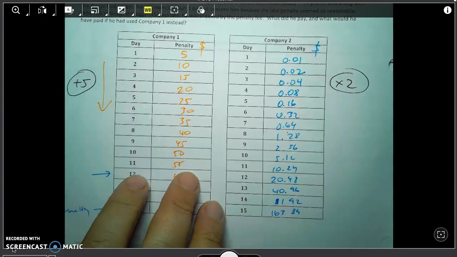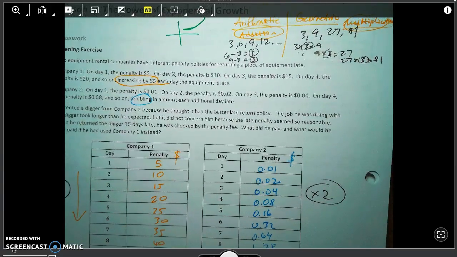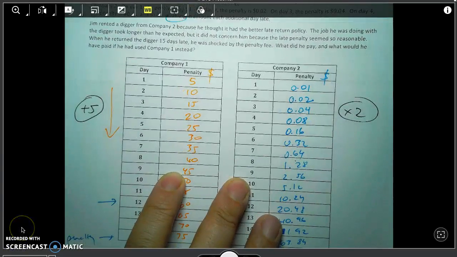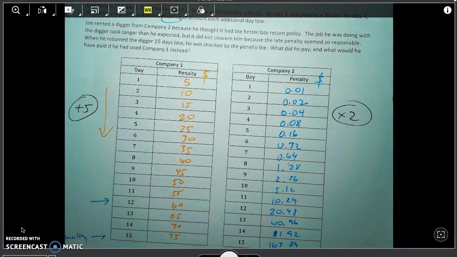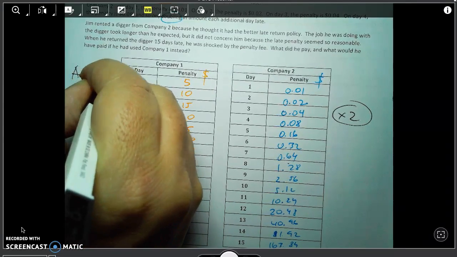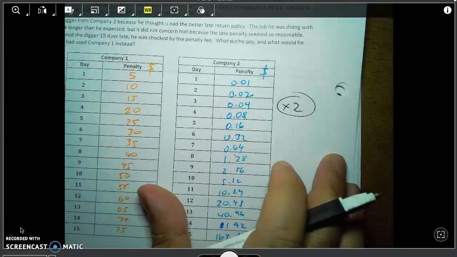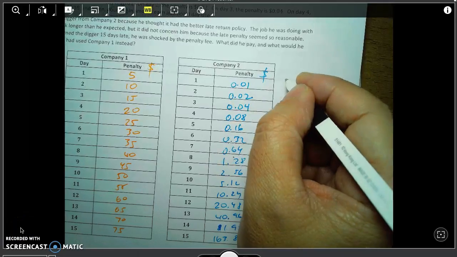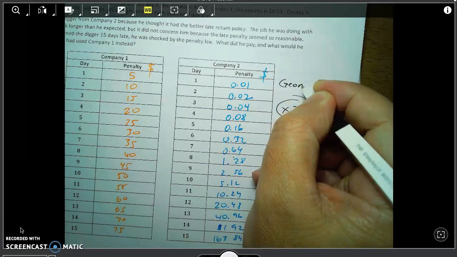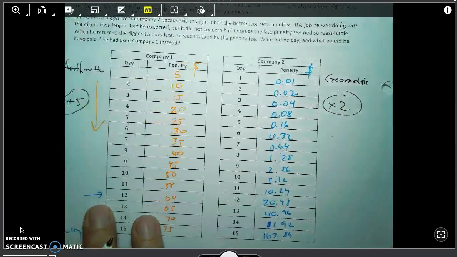So when we talk about the arithmetic and geometric sequence up at the top, we said arithmetic, sorry, has to do with addition. So this should be arithmetic, or arithmetic, however you want to say it. And the second one, because we're dealing with multiplication, is going to be a geometric sequence. Okay.